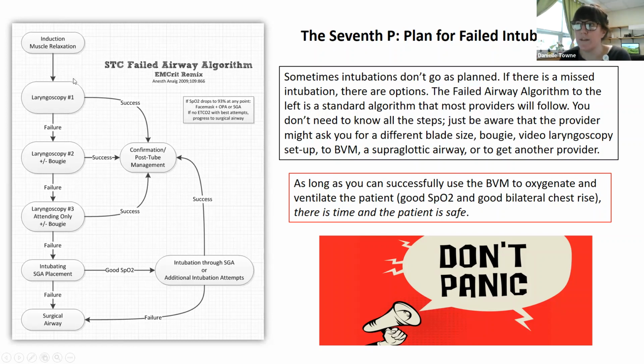So just be aware that if for some reason there is a missed attempt, the provider may ask you to change the blade size. They may ask for a bougie. They may ask for the glide scope if they weren't using the glide scope. They may ask for an LMA or a supraglottic airway. They may ask for the surgical airway coming from the airway kit. So you just have to keep in mind that if an airway fails, we always go to the next step. We don't stop, we don't give up, we don't say, well, this patient can't be intubated.